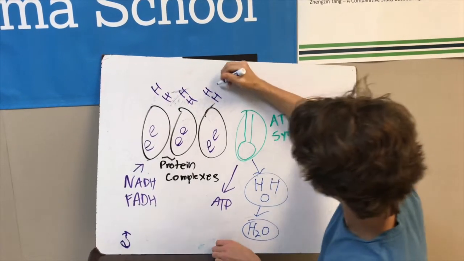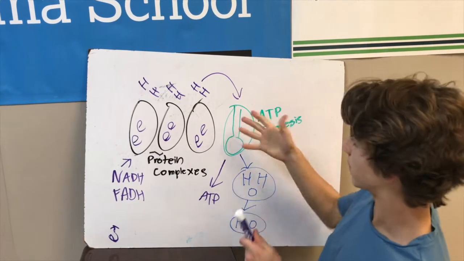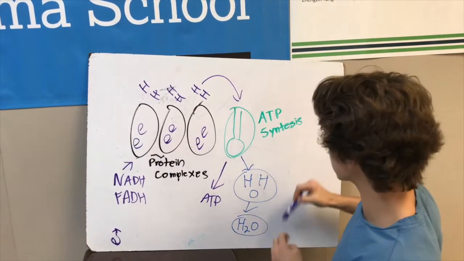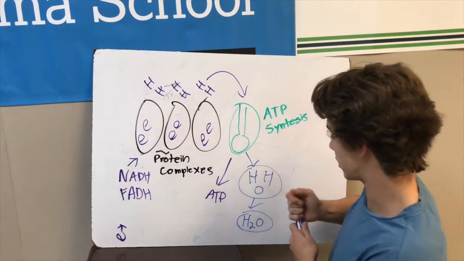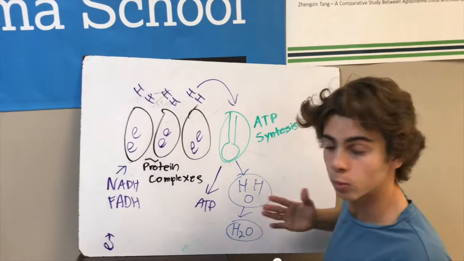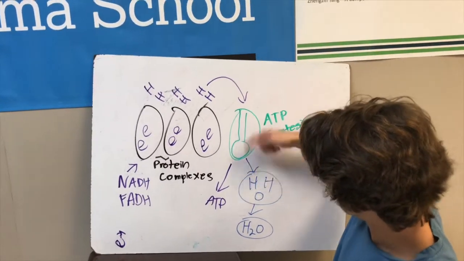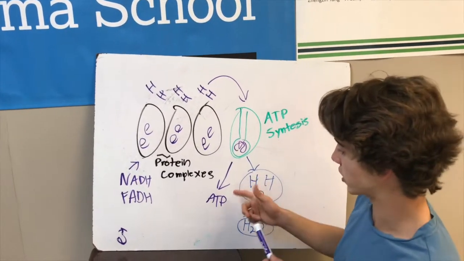And when the hydrogens are pumped out, they come over here to the ATP synthase. This is where most of the stuff happens. From the ATP synthase, basically you get water from it. So you get H2O, which is water. And when the hydrogen molecules are coming out and moving around in here like this, it makes energy, which is where you get your ATP.